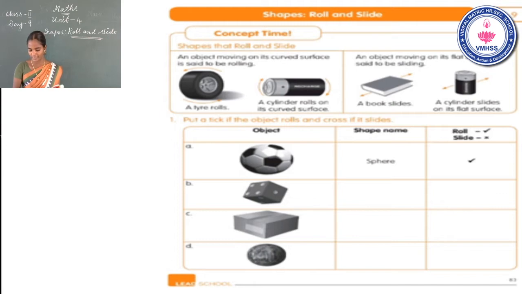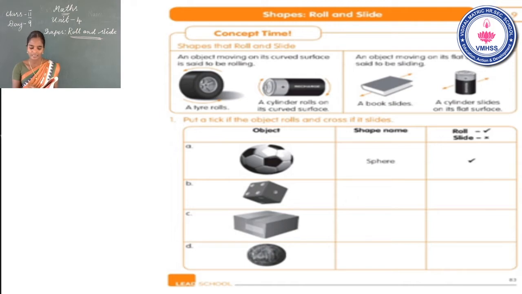Worksheet number 9 and page number 83. Children, first one listen. An object moving on its curved surface is said to be rolling. Next one, an object moving on its flat surface is said to be sliding. First picture, tire. A tire rolls.